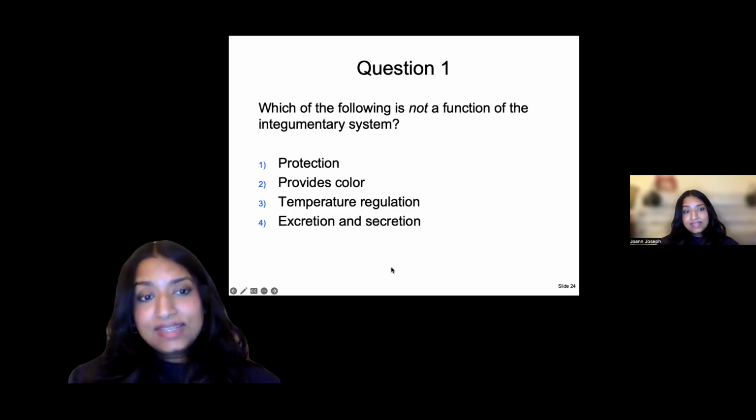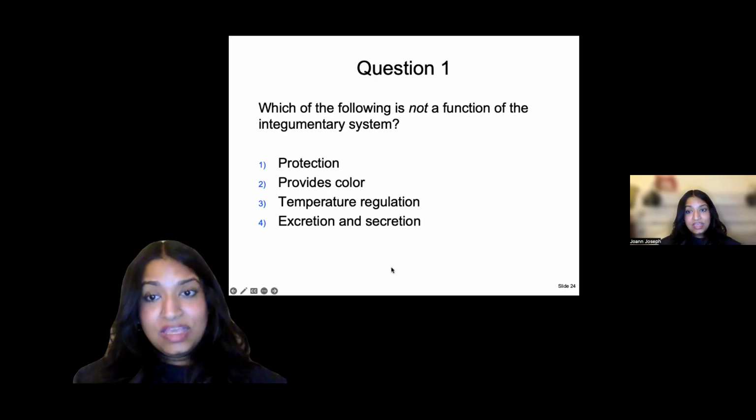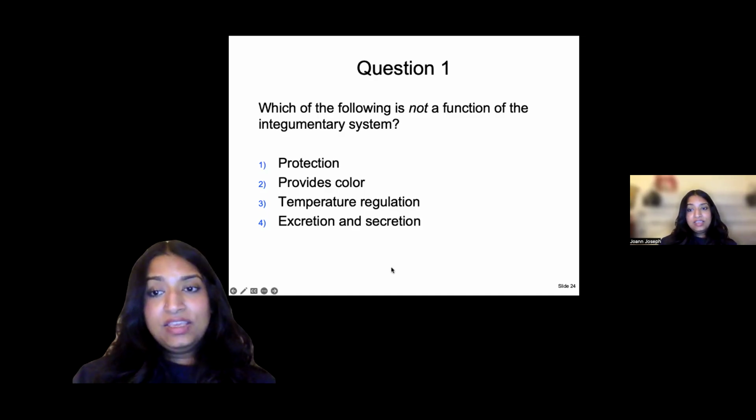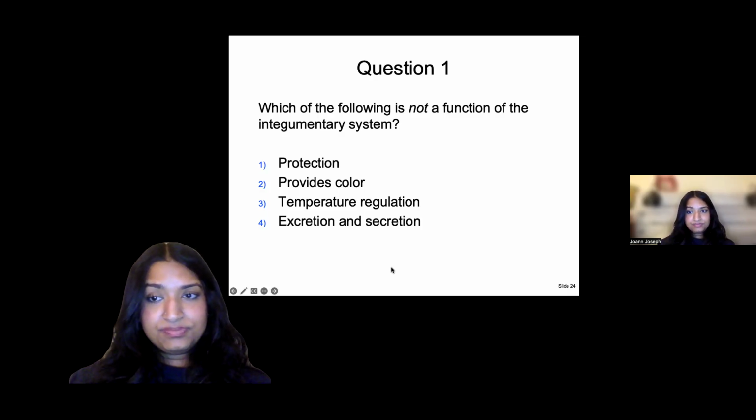So if you're back, the correct answer for which of the following is not a function of the integumentary system was number two, provides color. Color is not one of the four functions of the integumentary system. Providing color is not a function of the integumentary system. The four functions were temperature regulation, excretion and secretion, as well as protection and sensation.